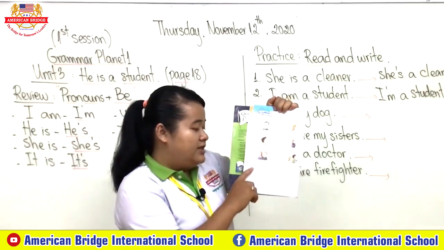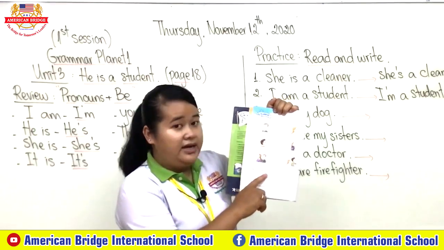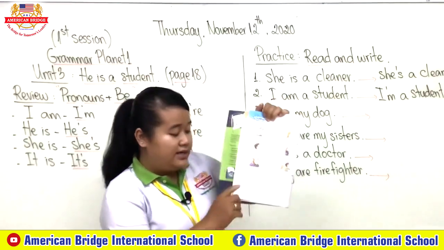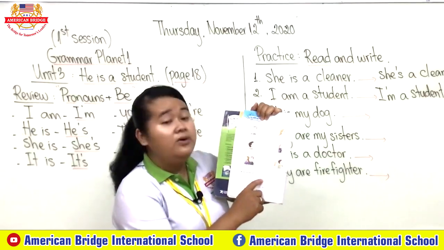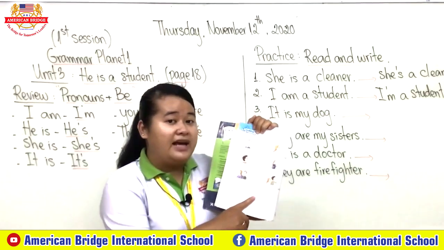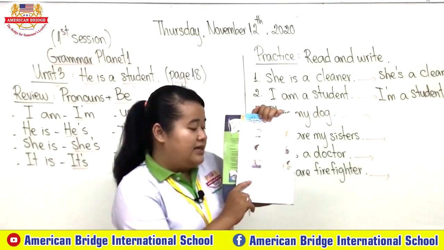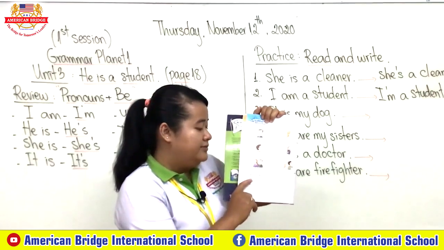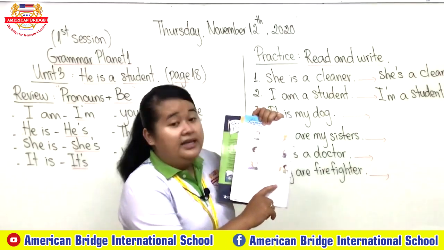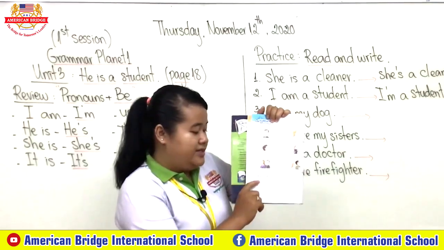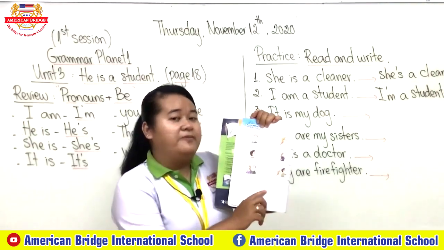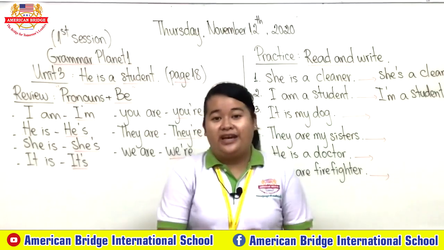Now let's move to exercise D. You need to read and write. It is the same as our exercise here: you need to read the sentence, and after that write it again in the short form of pronoun plus be, as you can see in this example. Number 1, he is a dancer. So he's a dancer, right? The first one is the full form and the second one is the short form. Very good. Teacher hopes that you can do it.